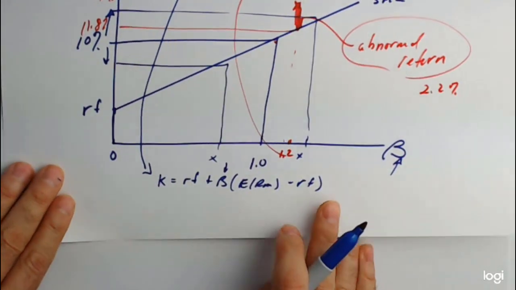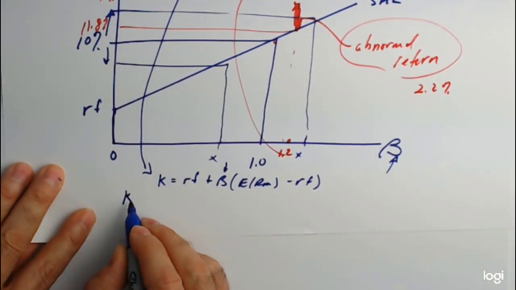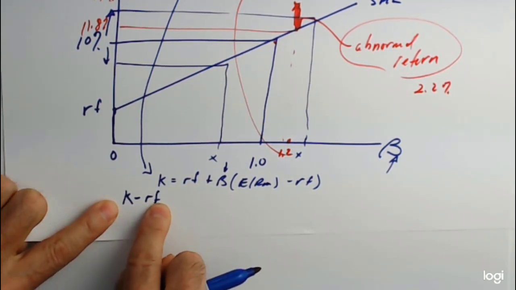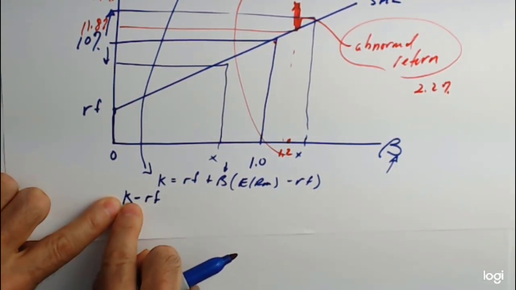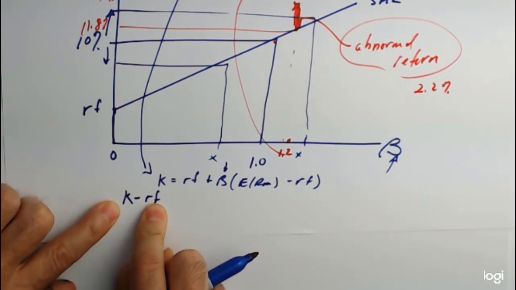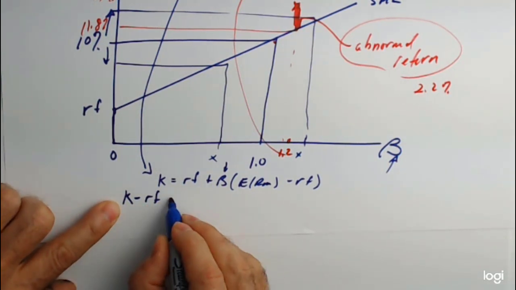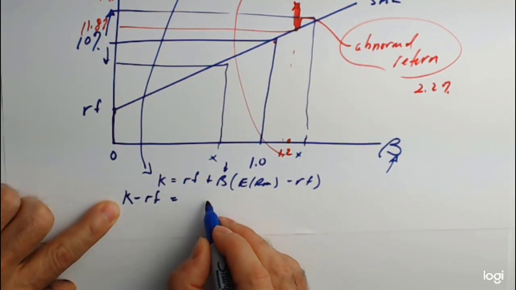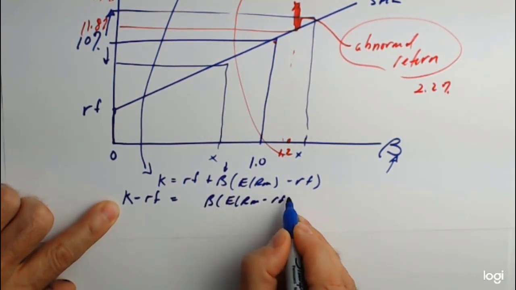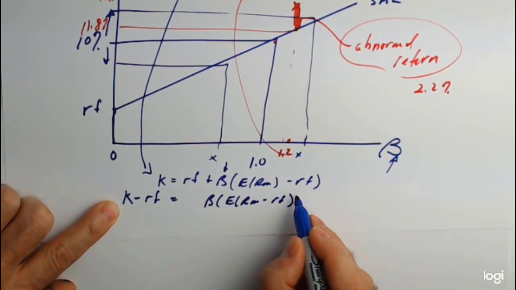Now, if we rearrange this, we could just take K, which is the required rate of return, minus the risk-free rate. That is the risk premium on the stock. This is how much return you expect to get over and above the risk-free rate, which is the opportunity cost of money. And that should relate exactly to the risk that the company is taking.